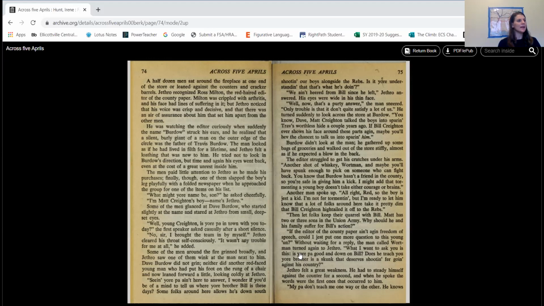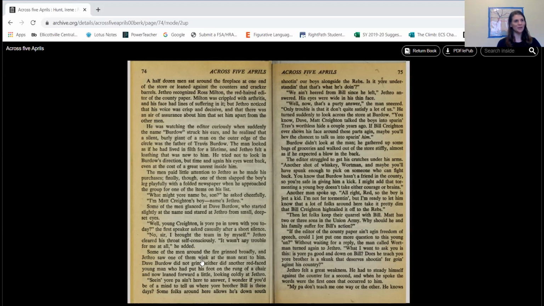Some of the men glanced at Dave Burdow, who started slightly at the name and stared at Jethro from small, deep-set eyes. "Well, young Crichton, is your pa in town with you today?" the first speaker asked casually after a short silence. "No, sir. I brought the team in by myself." Jethro cleared his throat self-consciously. "It wasn't any trouble for me at all," he added.